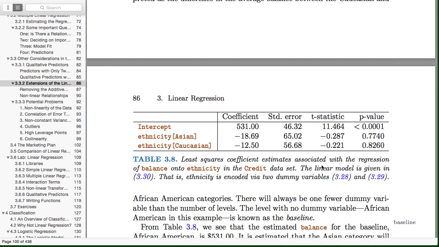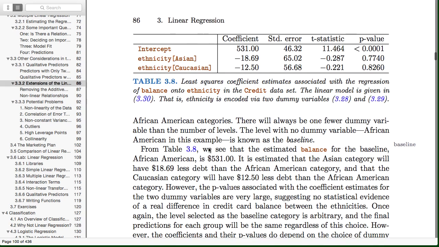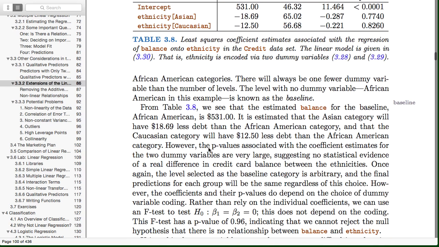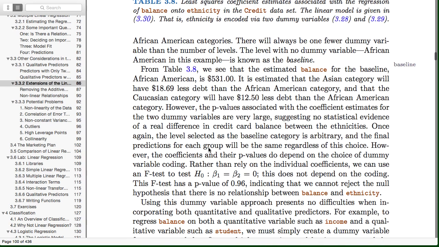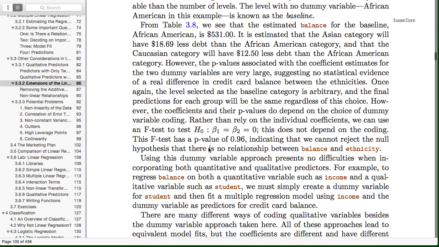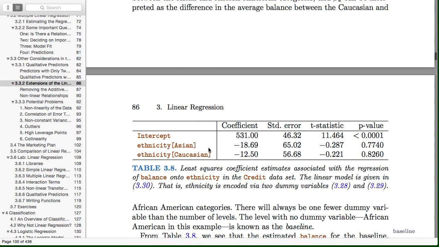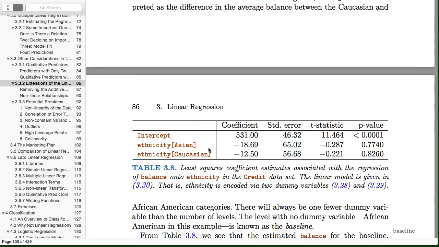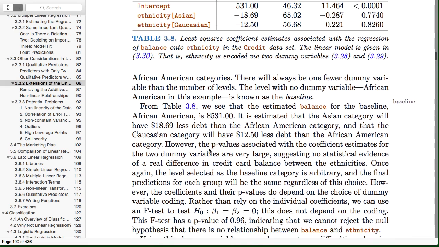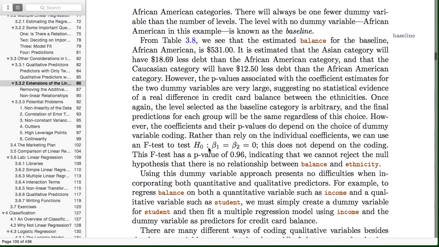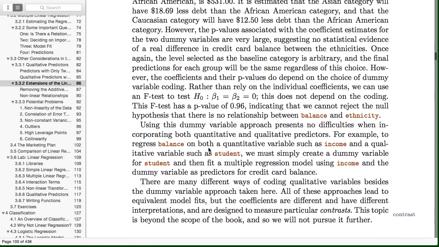So anyway, we can just continue to do this for more and more of these, and we always need one fewer indicator variable than we have categories. So if we have a category that can take on 4 values, we need 3 indicator variables.